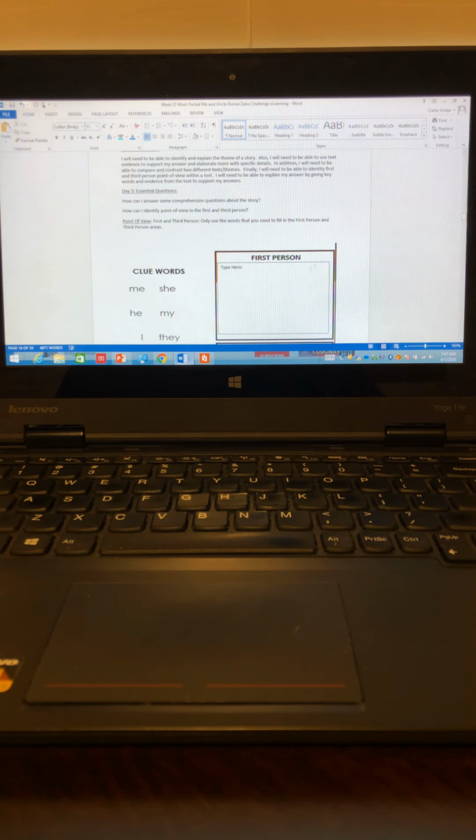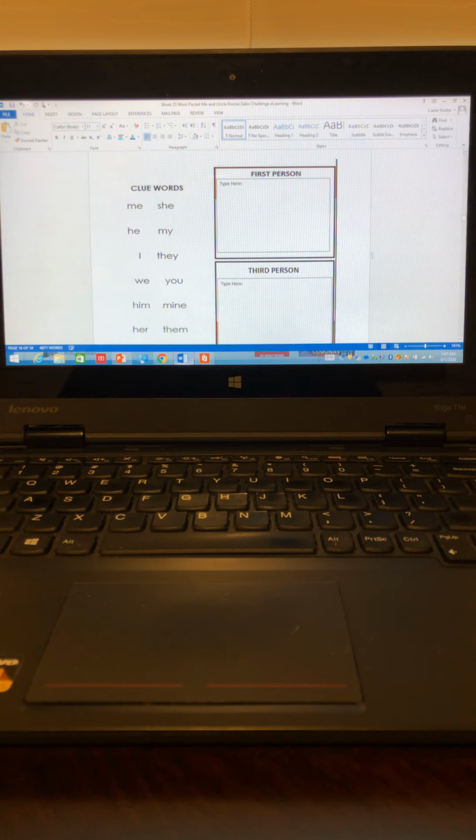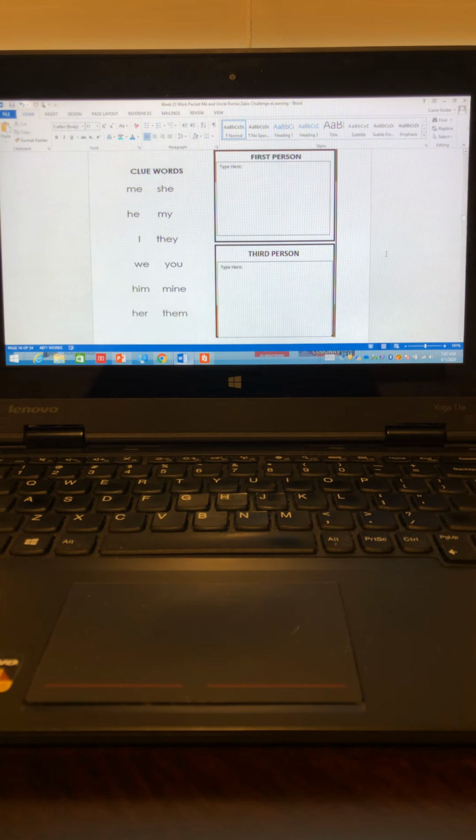Let's look at your work packet. In your work packet, you have a list at the beginning. It's asking these clue words: me, she, he, my, I, they, we, you, him, mine, her, them. With these words, I'm going to give you a little bit of time to try to type in your text boxes what you think the answers for each one of these could possibly be.